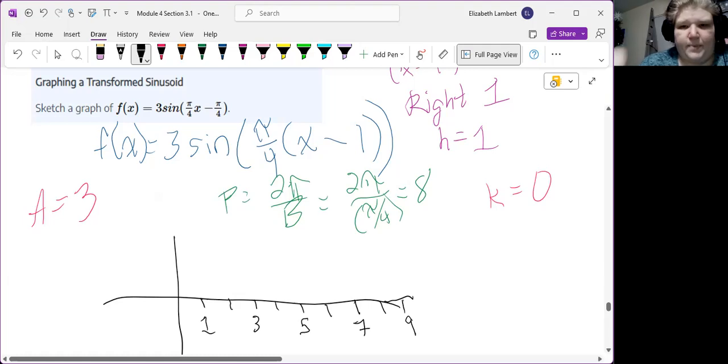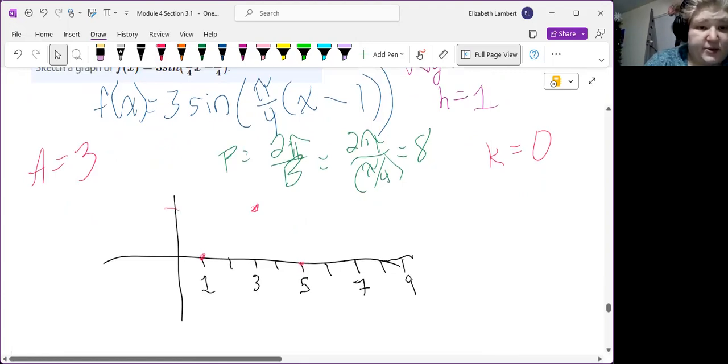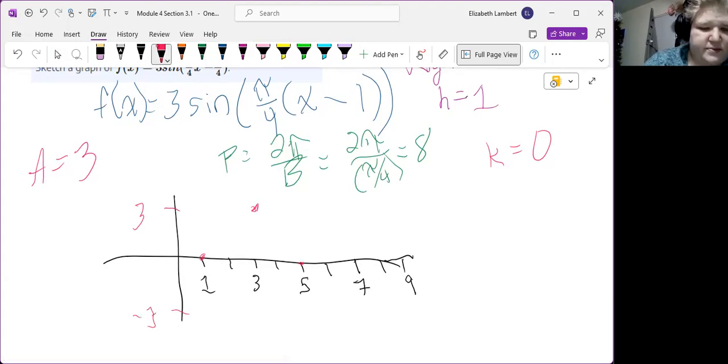Okay. So we have our phase shift and our period taken care of. This is a sine graph. So a sine graph starts at 0, then it's going to go up, whatever the amplitude is, back to 0. And the amplitude in this case is 3. So I'm just going to sketch in over here 3 and negative 3. Down here, 7 will go to negative 3. And then on 9, we're back at 0.